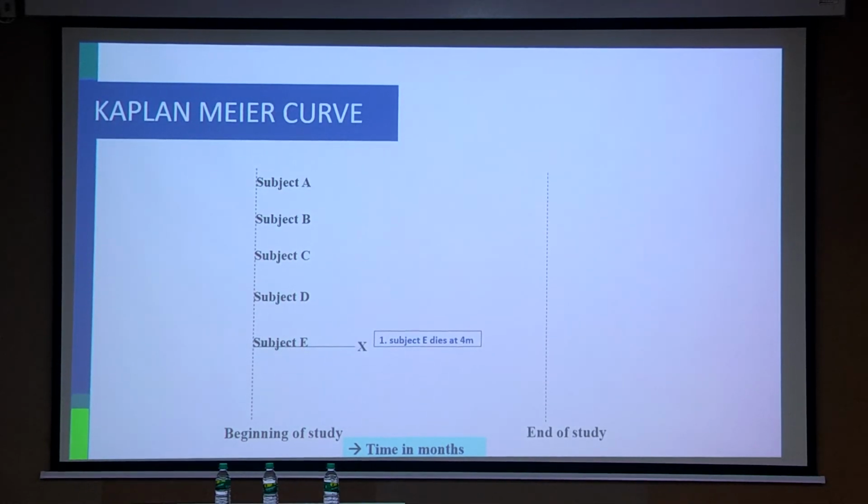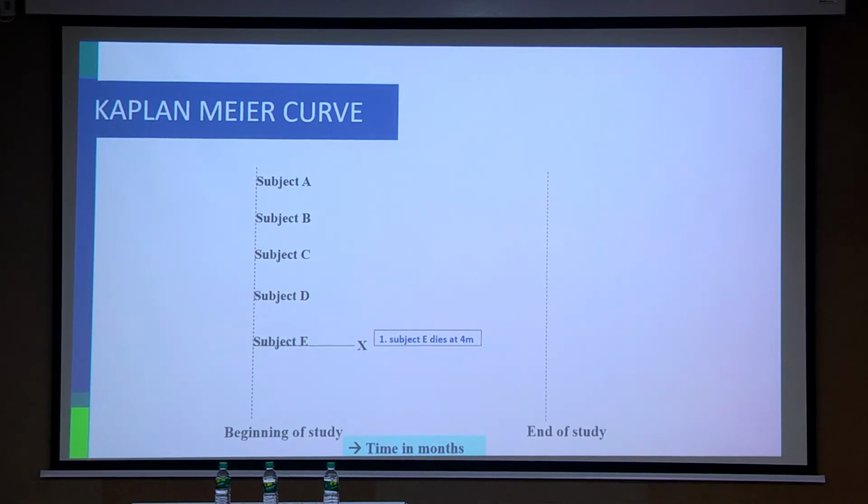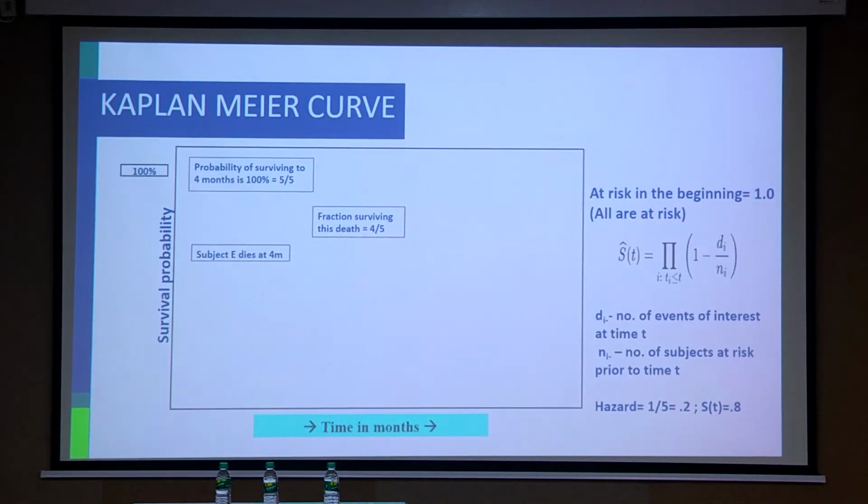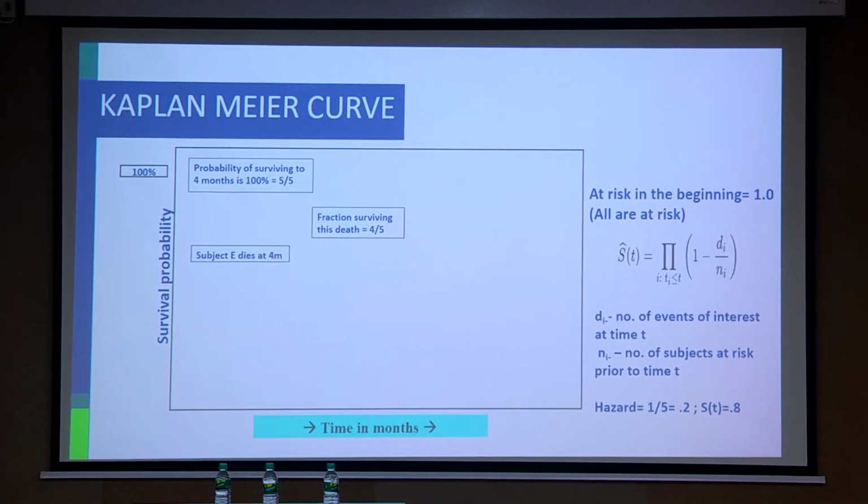At 4 months, subject E dies. So the survival probability will be 4 by 5. Here the hazard ratio will be 1 by 5.